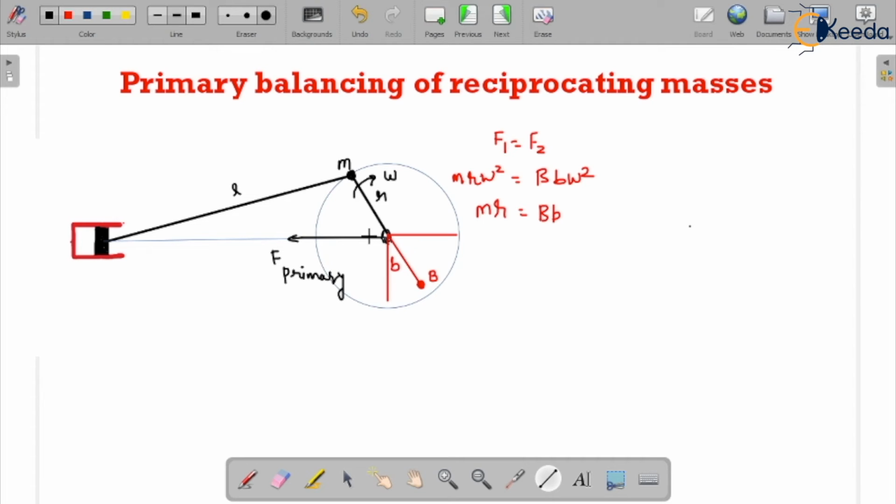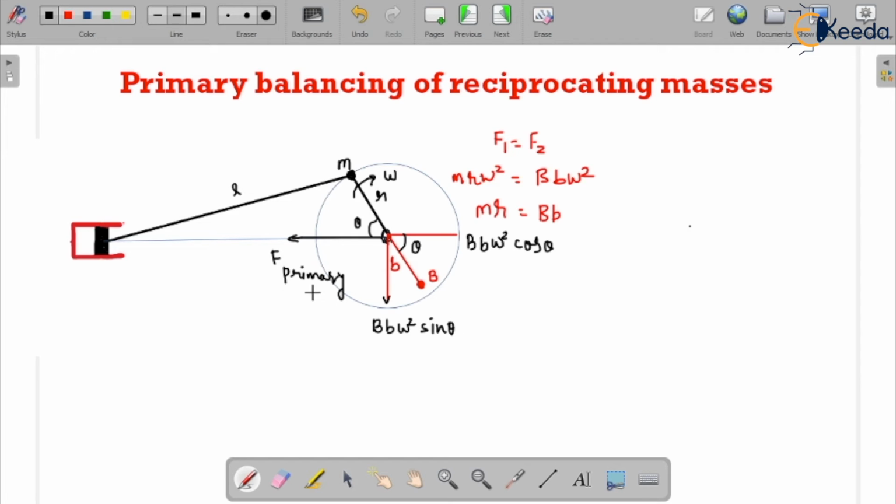If this angle is theta, so that angle would also be considered as theta. So that would be considered as B b omega square cos theta. Yes or no? This would be the force in the horizontal direction, because this is a component of the centrifugal force. And the vertical component would be considered as B b omega square sin theta.